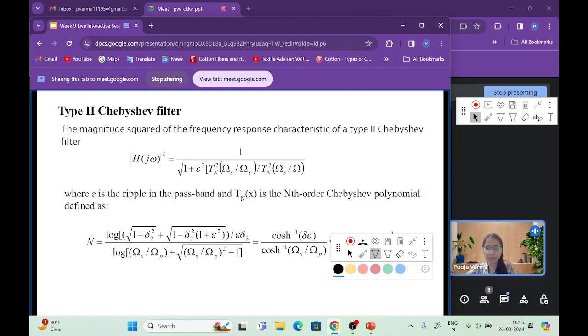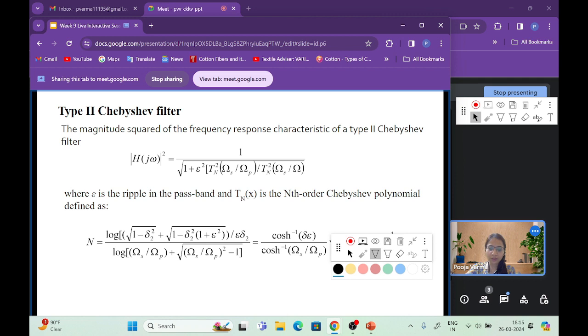Next one is a type 2 Chebyshev filter. The type 2 Chebyshev filter magnitude square response can be defined by this equation: |H(jω)|² = 1 / [1 + ε² (Tn²(ωs/ωp) / Tn²(ωs/ωp))], where epsilon is the ripple in the pass band and Tn is the nth order Chebyshev polynomial.